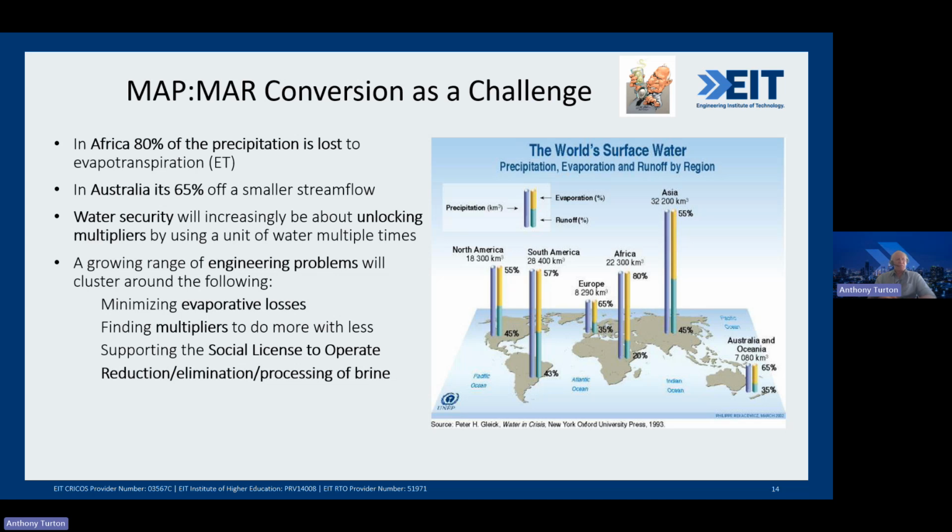So these are the numbers just at a very generalized level globally. And the first thing that you'll notice is, for example, Asia has got an exceptionally high level of rainfall. It gets much more than other parts of the world. Compare that to Australia. But you'll start seeing a couple of interesting things here now. The MAP-MAR challenge. In Africa, at continental level, 80% of the precipitation is lost to evapotranspiration.